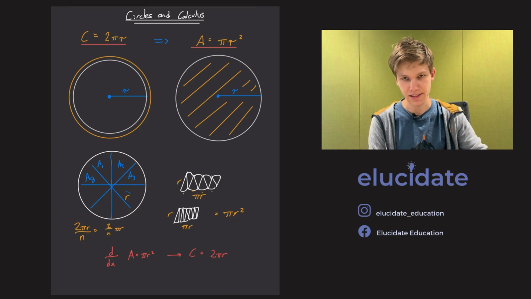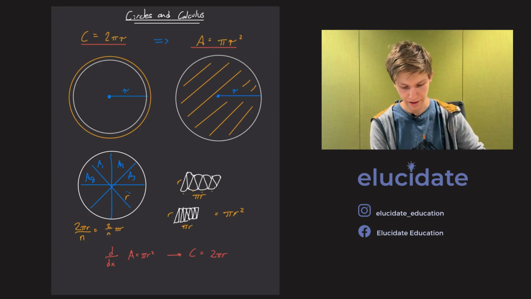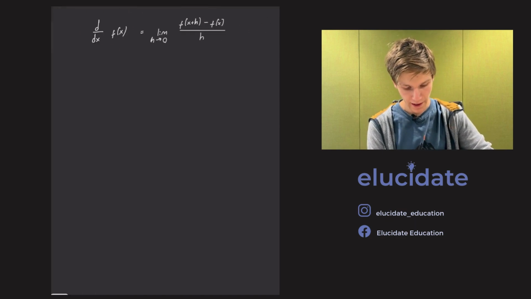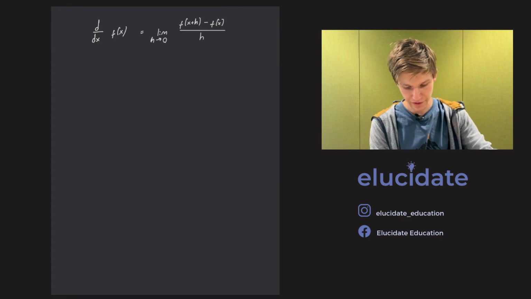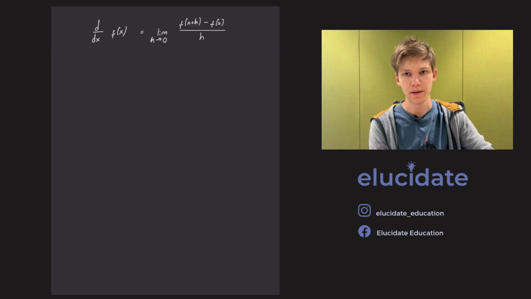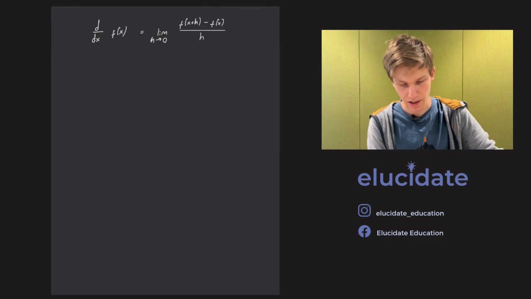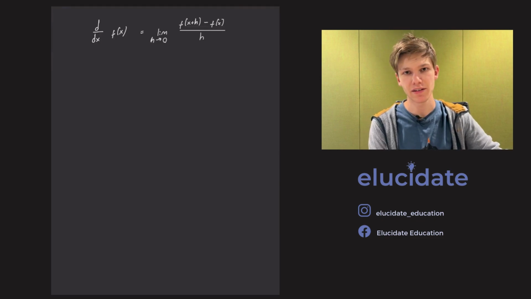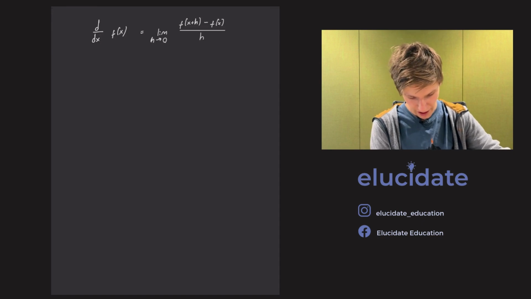Why is this the case? Let's have a look at another example as to why. We know that the derivative of a function is simply the limit as h goes to 0 of its function plus h, the tiny increment, minus the function, divided all by h. What does this mean in terms of our circle area? Let's draw out our circle again.